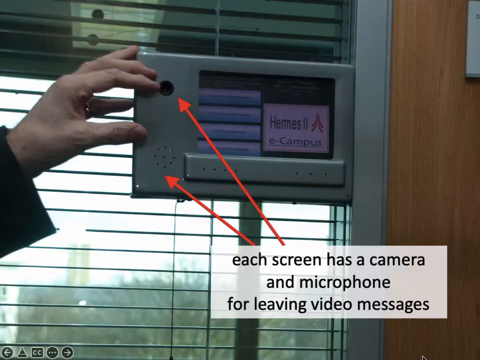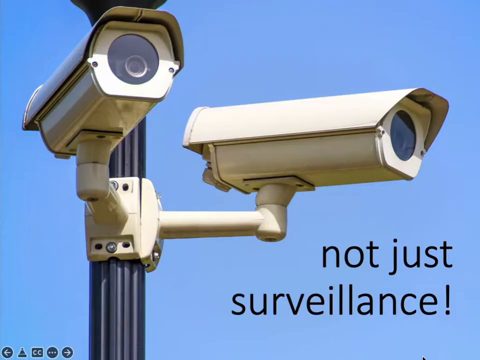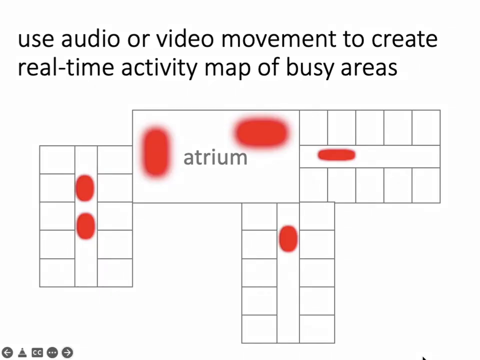And this was installed throughout the buildings. You had a very powerful, flexible infrastructure. And the question was, were there other uses we could put this microphone and cameras to, given they were all the way around the building? Now, of course, the obvious thing would be a surveillance system, but we wanted to avoid doing that, and I don't think our colleagues would have been very pleased with us either.